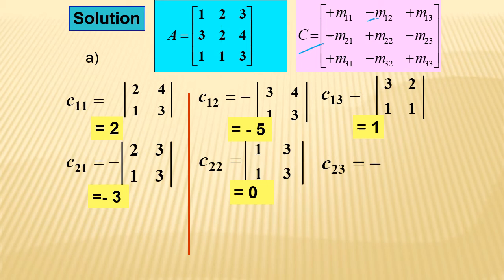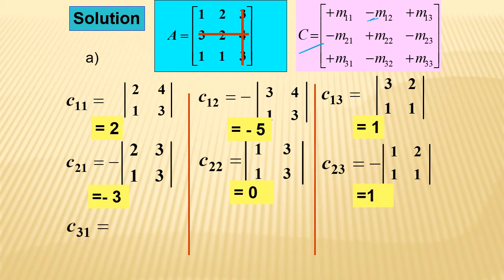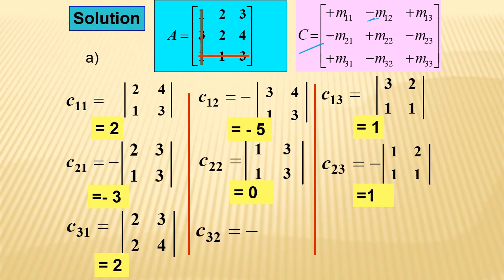And then C23, we continue. We delete the second row and third column, so it will be 1, 2, 1, 1. Negative of 1, 2, 1, 1 will be equal to 1. We continue with C31. It's a positive value there. We delete the third row and the first column. It will be 2, 3, 2, 4. What is the result? It will be 8 minus 6, which is equal to 2.